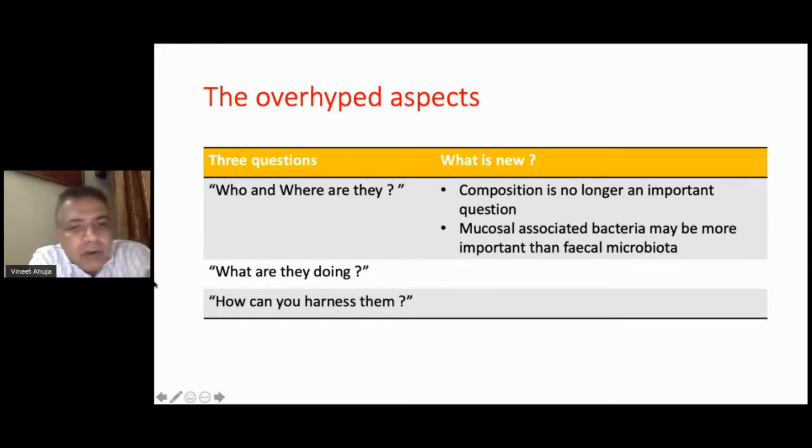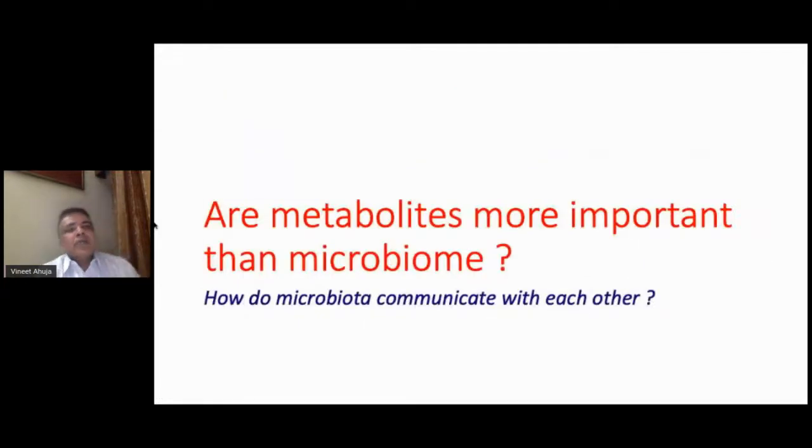Comes the next question. What are they doing? Is this more important than who they are? Till now, we have been focusing on who they are. What are they doing? How do you decide what are they doing? How do the microbiota communicate with each other? The microbiota are going to communicate with each other with the help of metabolites they produce or the metabolites they may modify. So are metabolites more important than the microbiome?